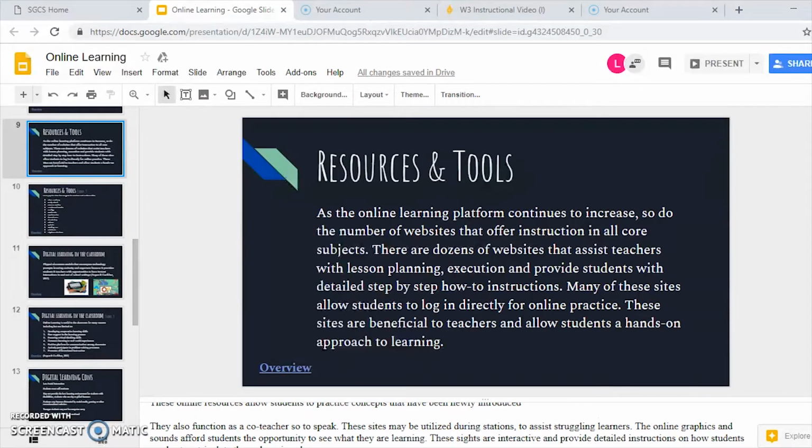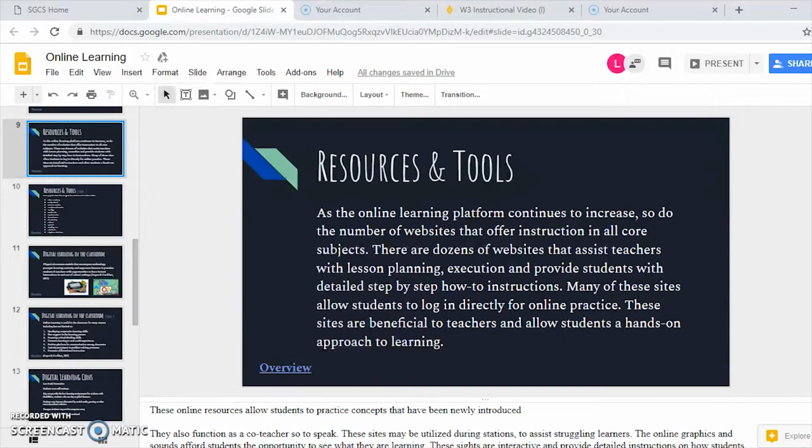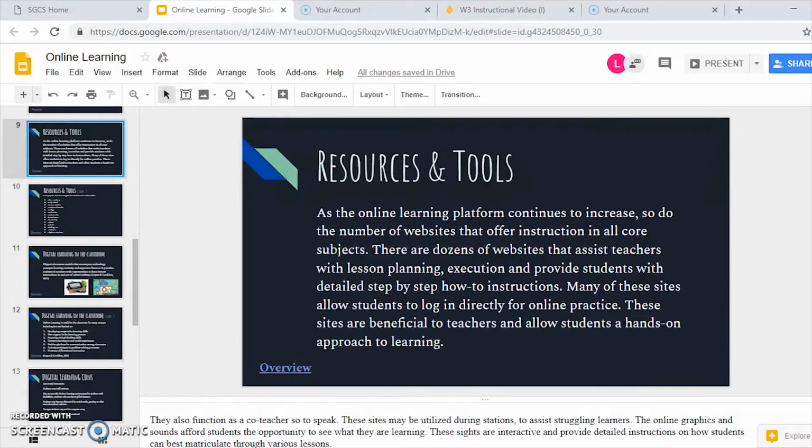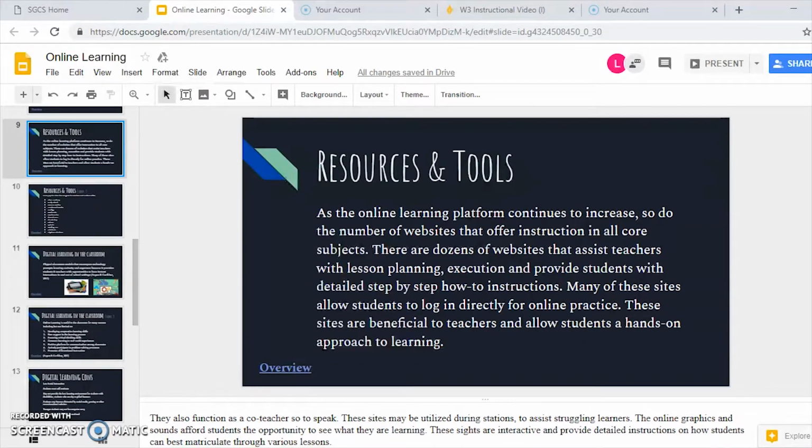These online resources allow students to practice concepts that have been newly introduced. They also function as a co-teacher, so to speak. These sites may be utilized during stations or to assist struggling learners. The online graphics and sounds afford students the opportunity to see what they are learning. These sites are interactive and provide detailed instructions on how students can best matriculate through various lessons.